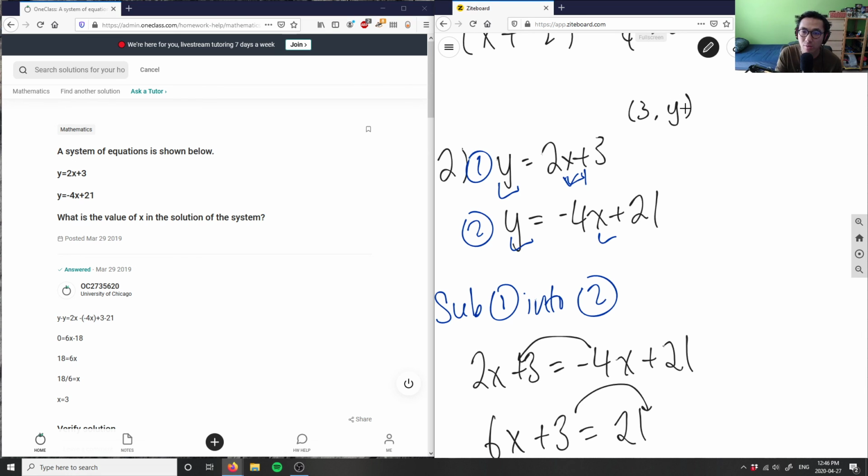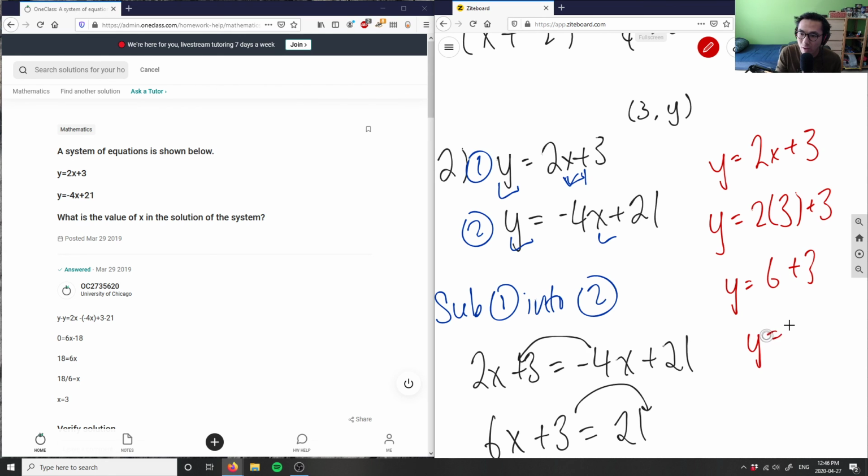So right now I have 3 and y, right? And what I have to do is plug this point into any of these equations. So I'm going to say maybe equation 1. I'm going to do this in red and say I have y equals 2x plus 3. And I can simply sub in 3 for my x value to figure out my y. So y would equal 2 times 3 plus 3. 2 times 3 is 6, plus 3, and y would equal 9.